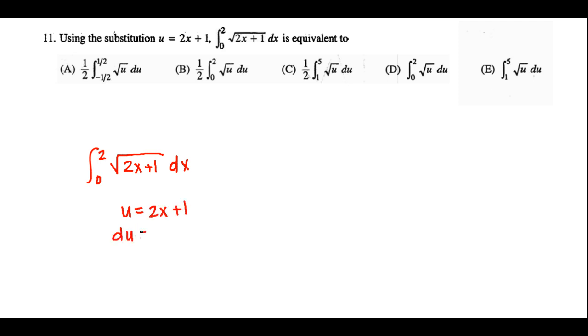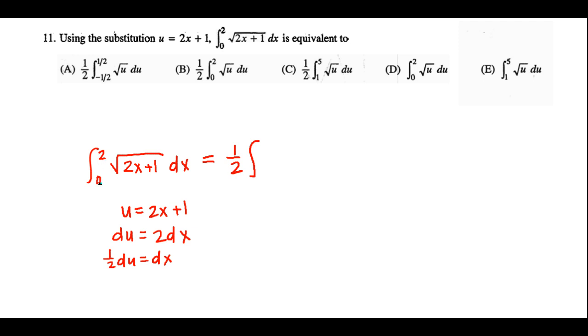Then du is 2 dx. I only want dx, so 1/2 du equals dx. So now I'm going to have that this integral is equivalent to 1/2 the integral from, and now here's where most students are going to make the mistake. They're going to go ahead and write from 0 to 2, and that's not correct.